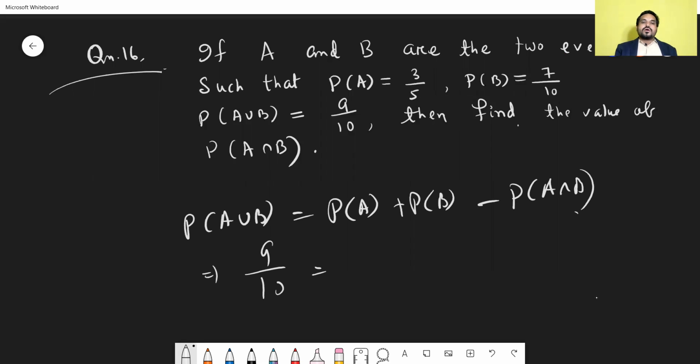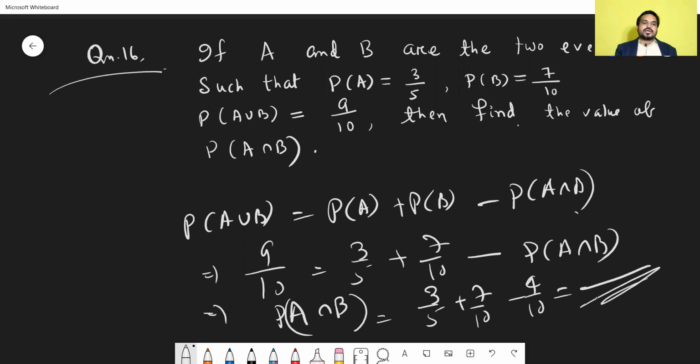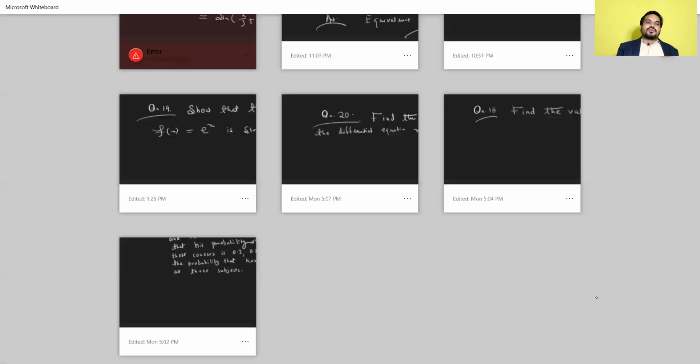9/10 equal to 3/5 plus 7/10 minus probability A intersection B. Just put all the values. Only one unknown is there. So probability A intersection B equal to 3/5 plus 7/10 minus 9/10. So solve it, student, and we'll get the answer. Next, come to question number 17.